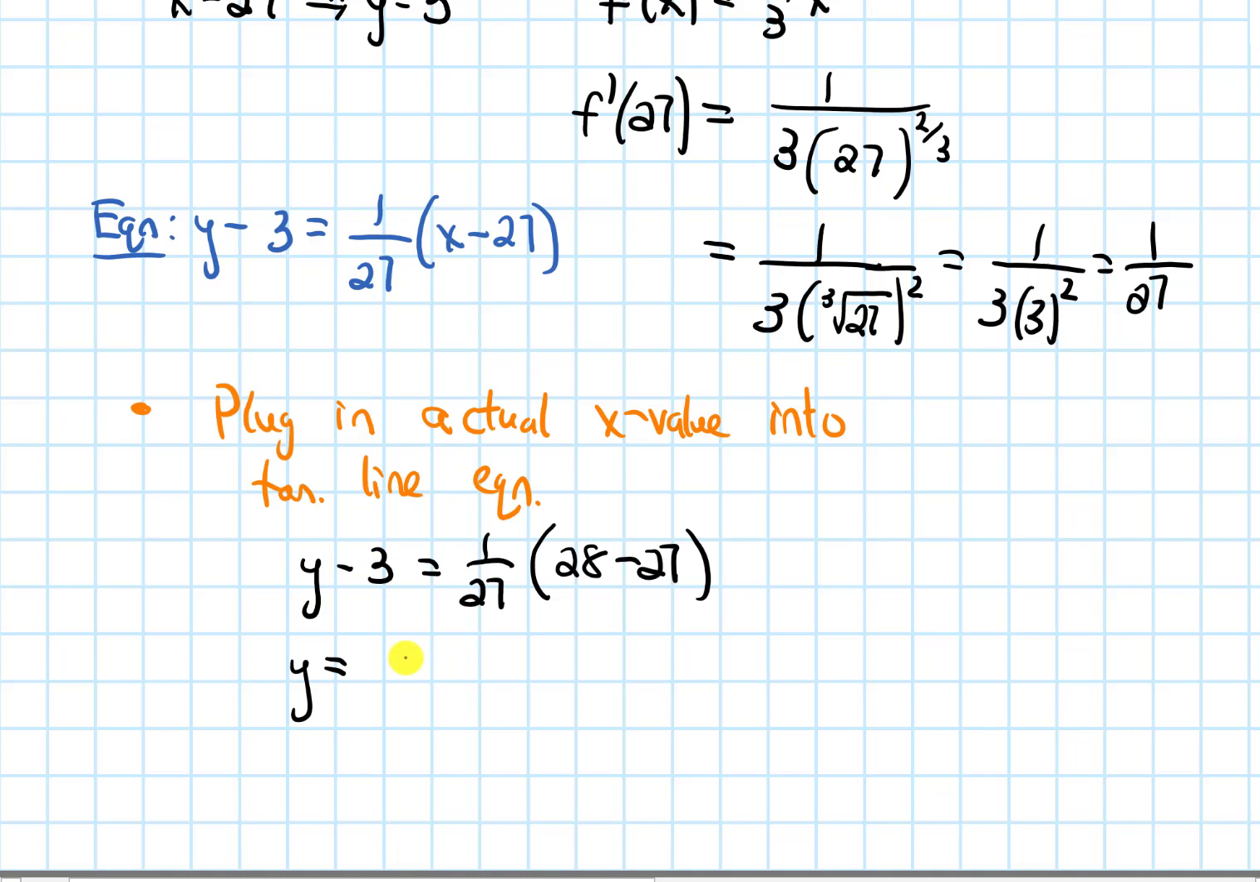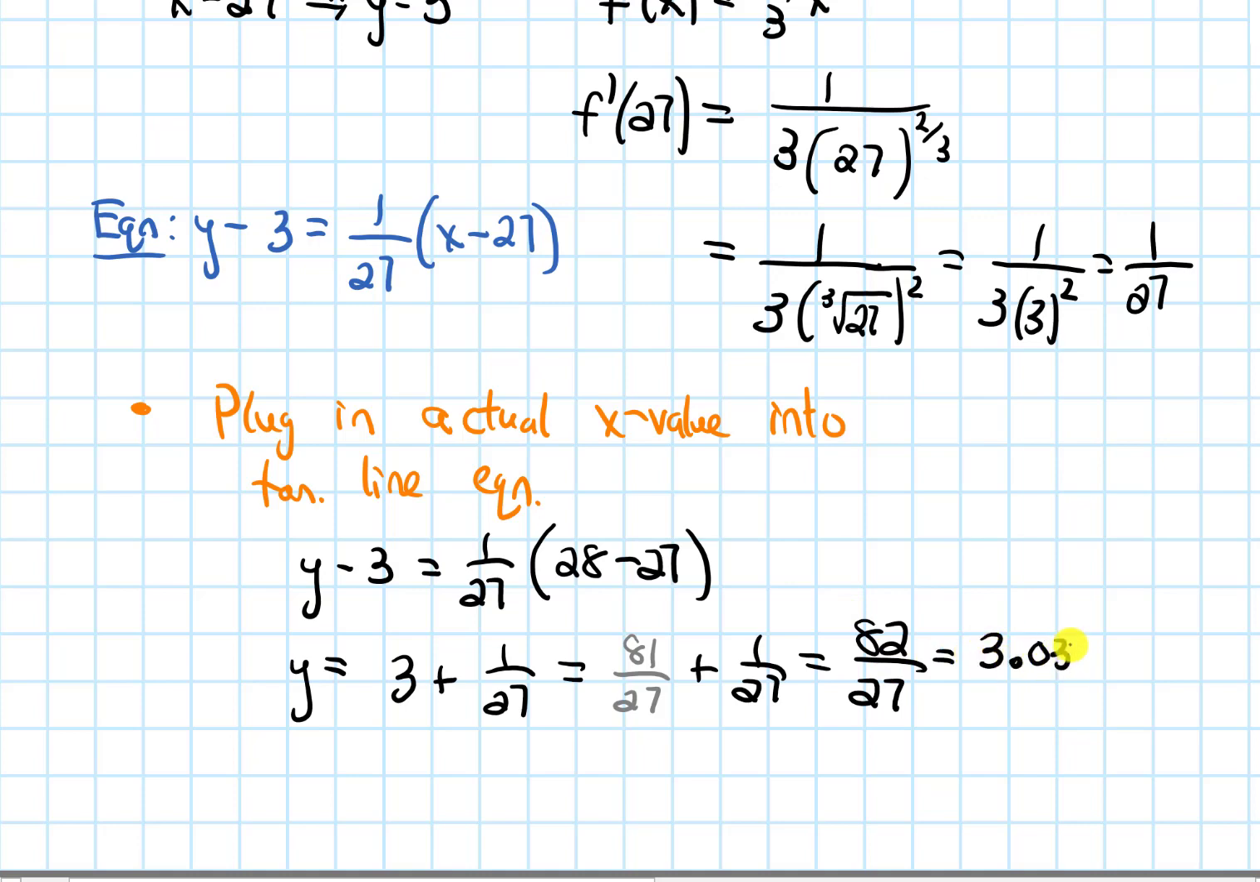And if I simplify this, let's just isolate y. I'm going to add 3 to the other side, and we'll get 3 plus 1 over 27 times 1, which is 1 over 27. And if we get a common denominator, I have to multiply the 3 by 27 over 27, which will give me 81 over 27 plus 1 over 27, and that is 82 over 27, and that is my estimate. If I were to put that in decimal form, this is 3.037, and then it just repeats those 3 digits. All right, so that is our estimate right there.